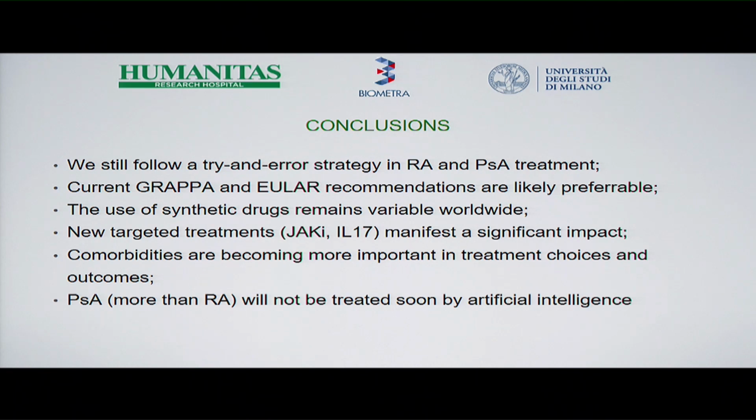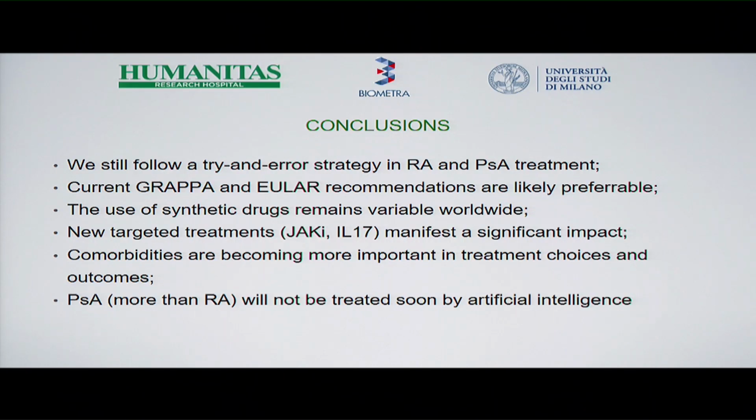So my conclusions are quite common sense. We still follow a trial and error approach. We have no way of knowing who responds to what, what doses are needed, or what if other comorbidities. I haven't even mentioned fibromyalgia, but it's obviously in the picture. To me, GRAPPA for PsA and EULAR for RA recommendations are preferable, but that depends on the geography.